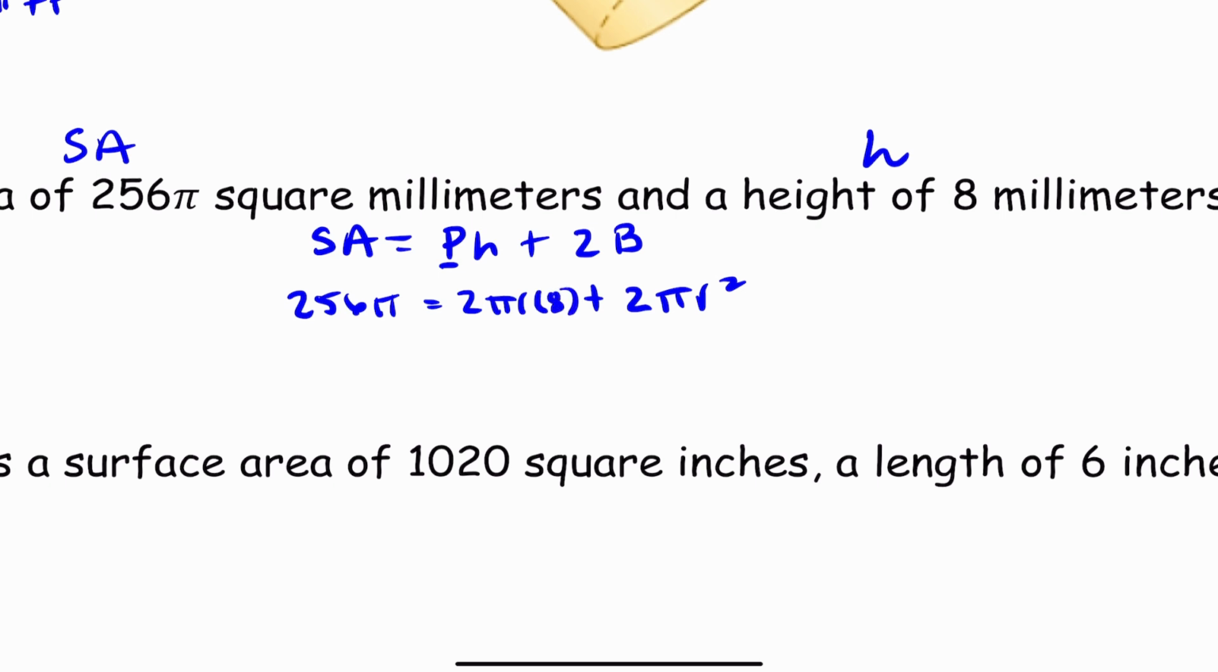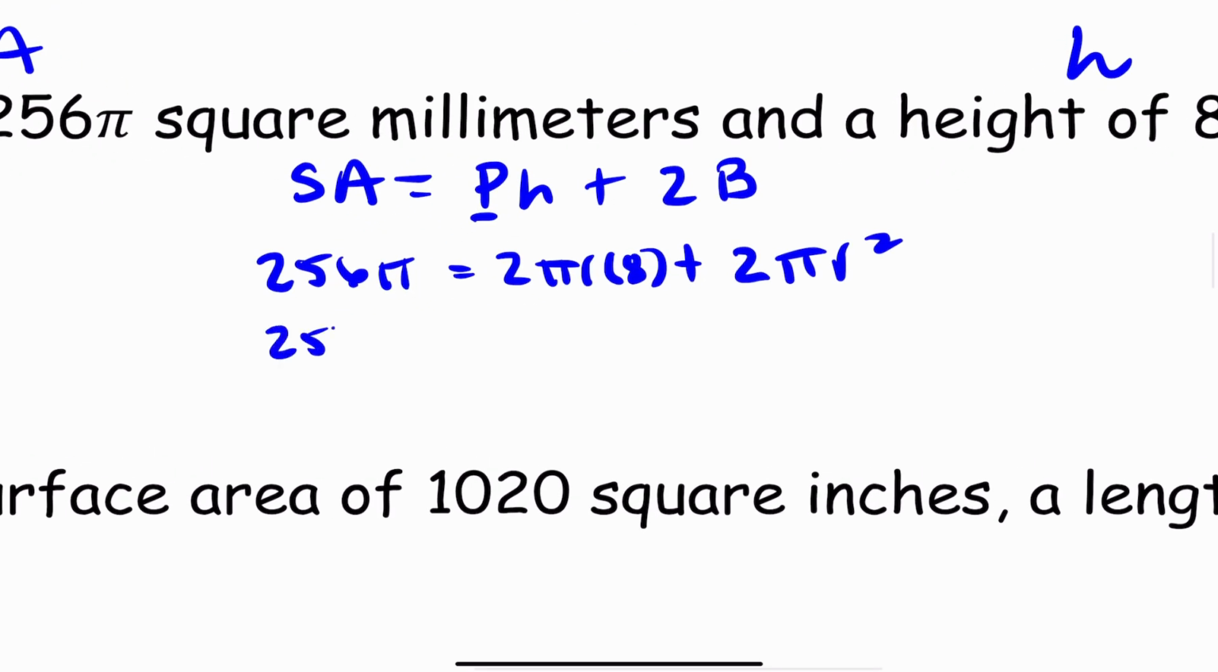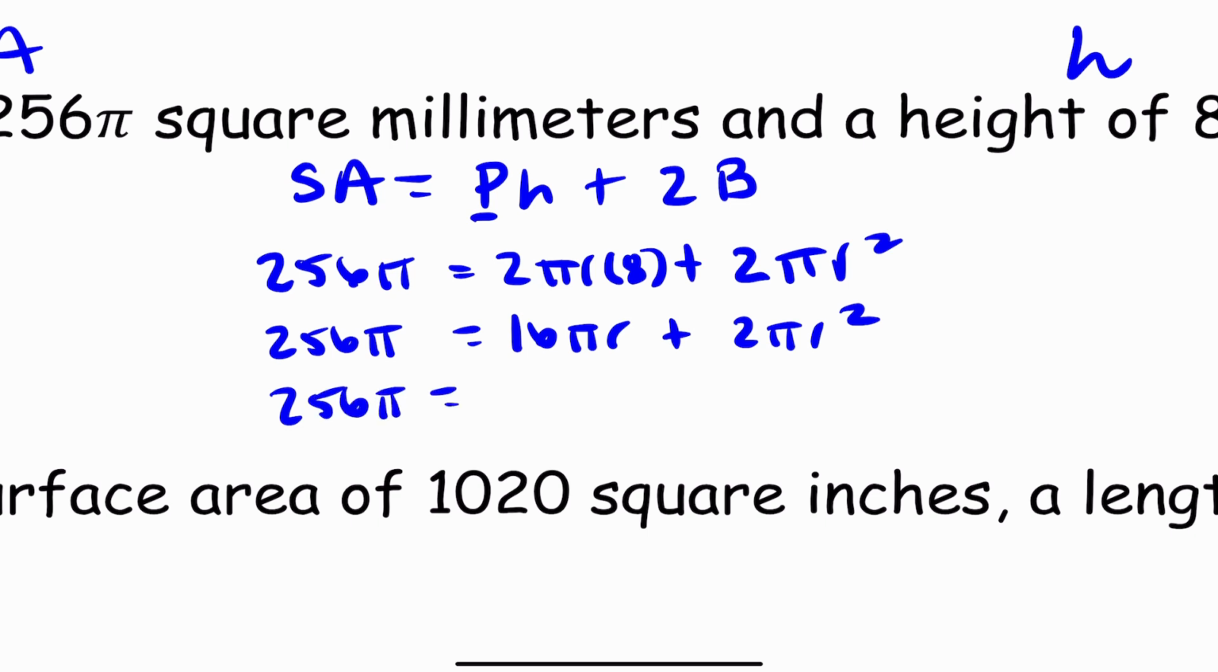And then let me go ahead and multiply. So I have 256 pi, which is equal to 8 times 2, so I have 16 pi r plus 2 pi r squared. Okay, now that's much better. Now, this is where I am going to look at the right side of the equal sign here, and I'm going to use the factoring by GCF, okay?